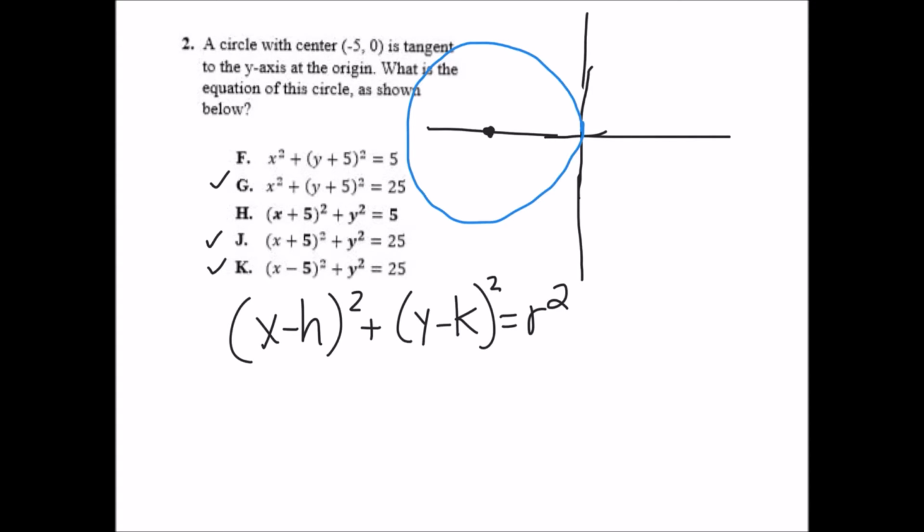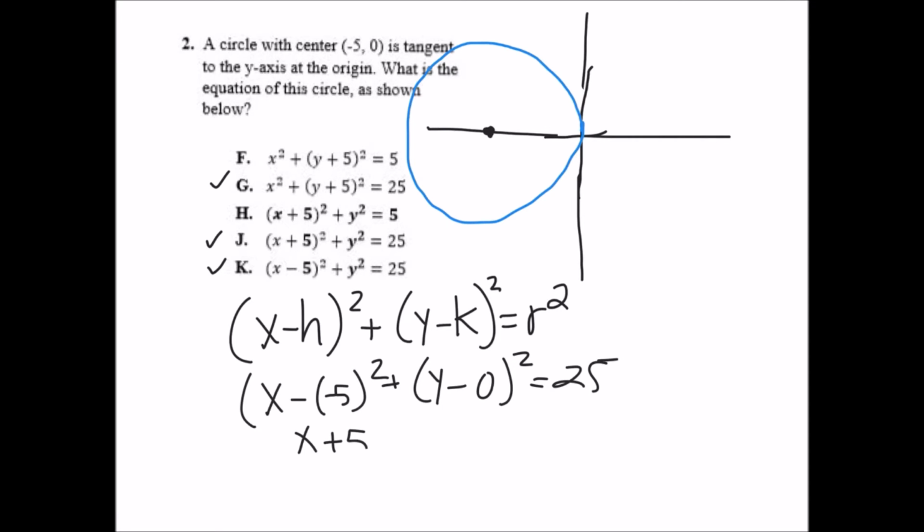And now it's going to be plugging in what we know about the center of the circle. So x minus a -5 squared plus y minus 0 squared equals 25. So x minus a -5 is x plus 5 squared plus y minus 0 is really just y squared equals 25. X plus 5 squared plus y squared equals 25. The correct answer is J.